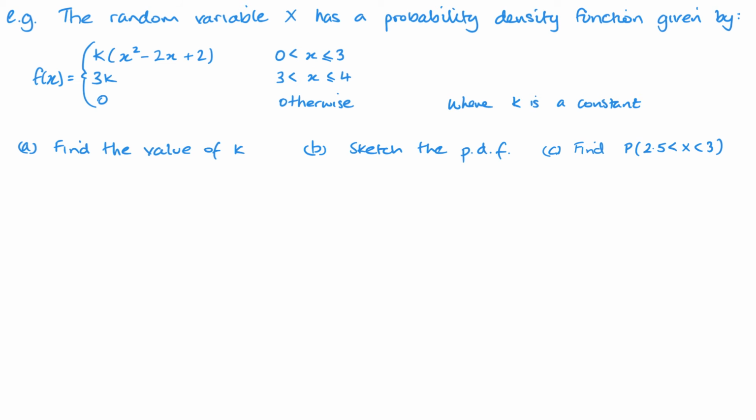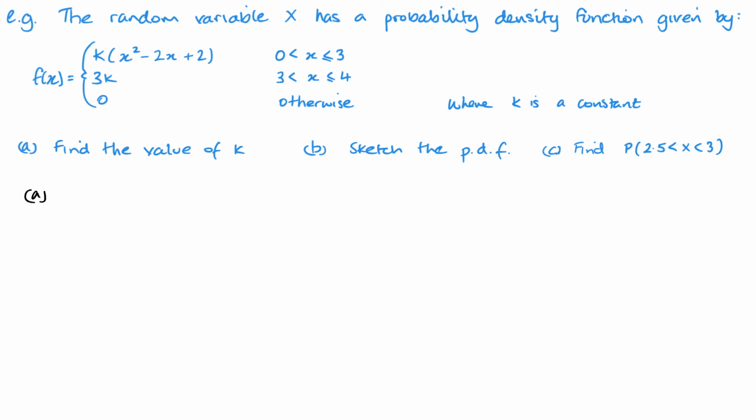Final example here. This time we've got an x squared, a quadratic, and that's going to make it a little bit more difficult. We can't find k the way we've been finding k in the previous questions. Previously we sketched and used the shapes. This one, the clue is in the question. It's asking us to find k first before sketching, and that is exactly what we're going to do.